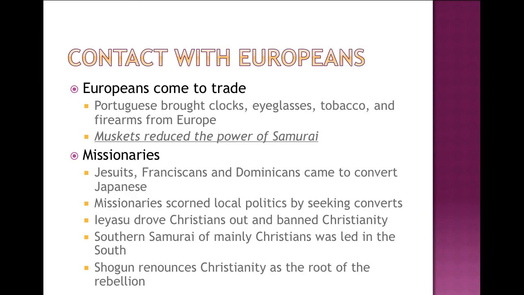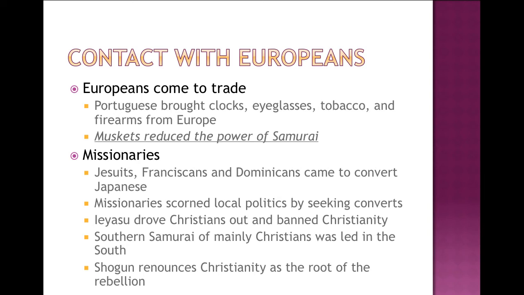Okay, in Japan, Europeans start to come and make contact with the Japanese, much like they did with the Indians and the Mughal Empire. The first thing they do, they come to trade. Europeans wanted to trade. Portuguese sailors brought clocks, eyeglasses, tobacco, firearms.